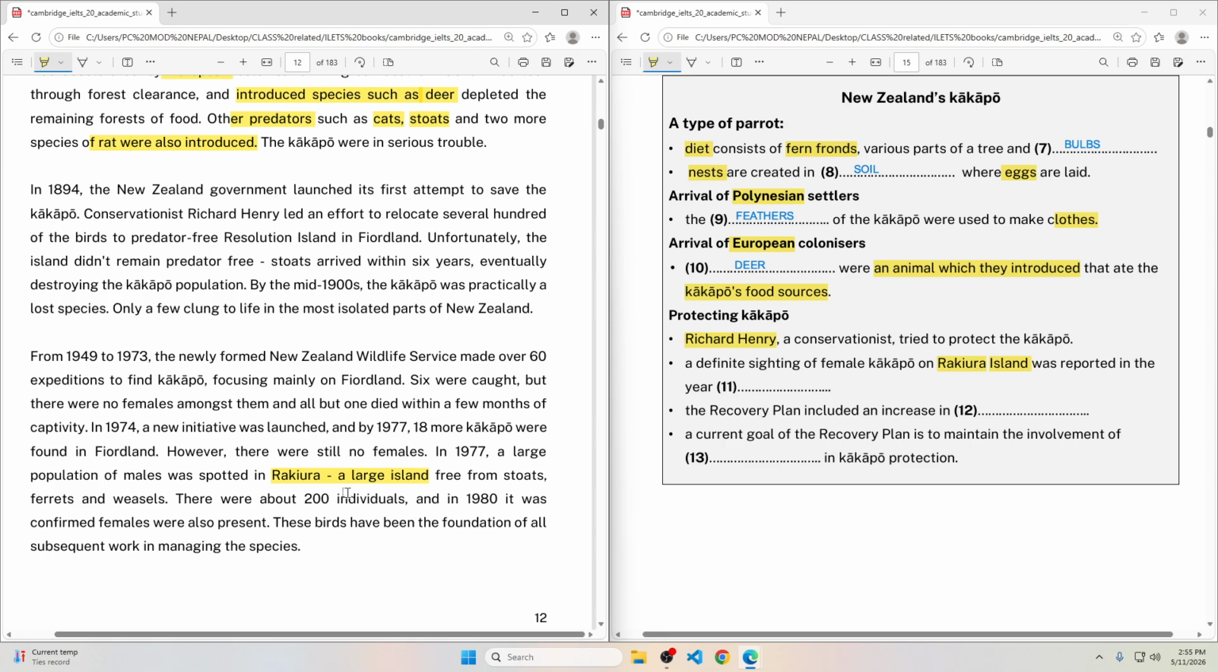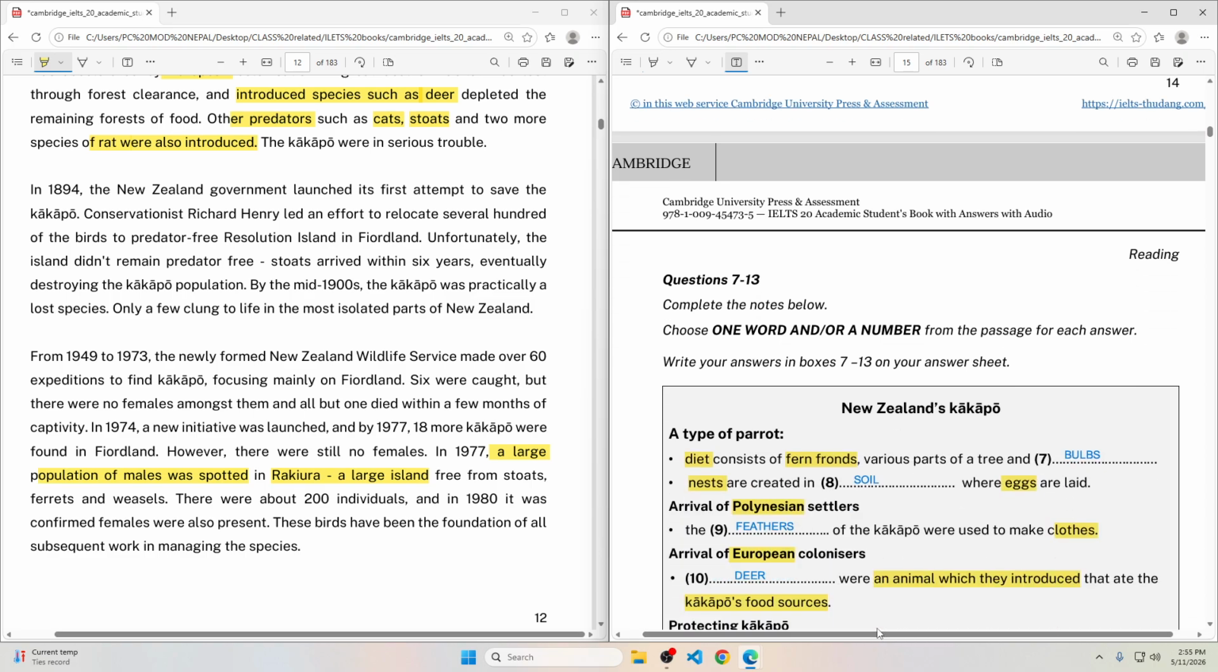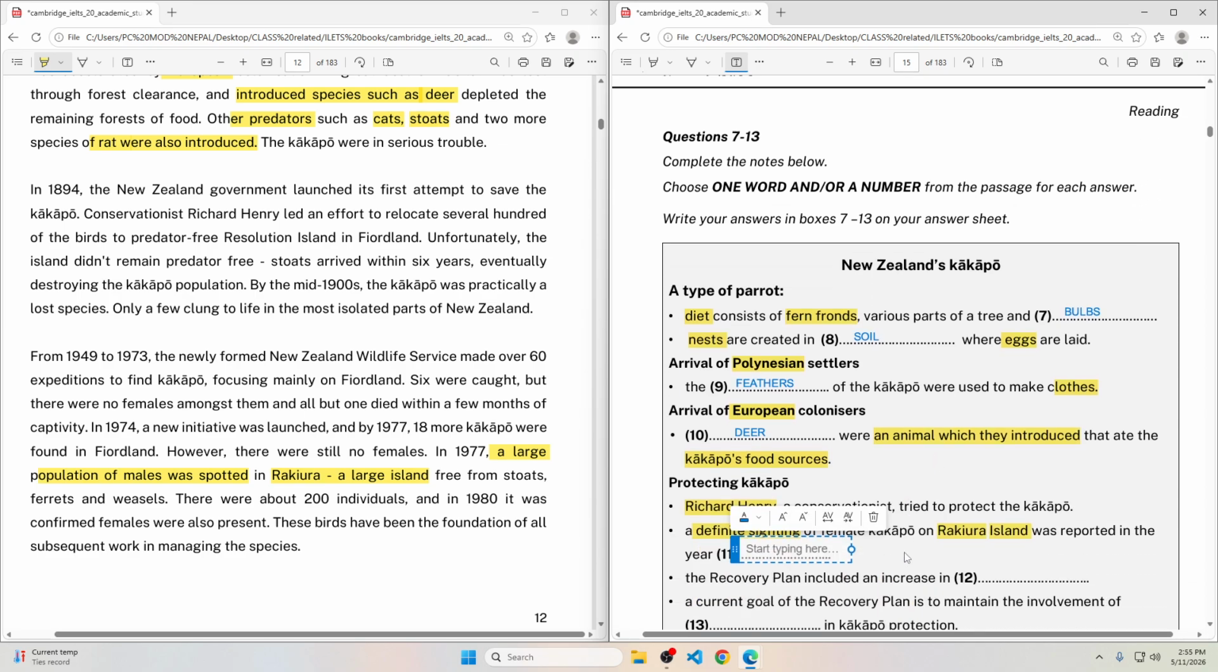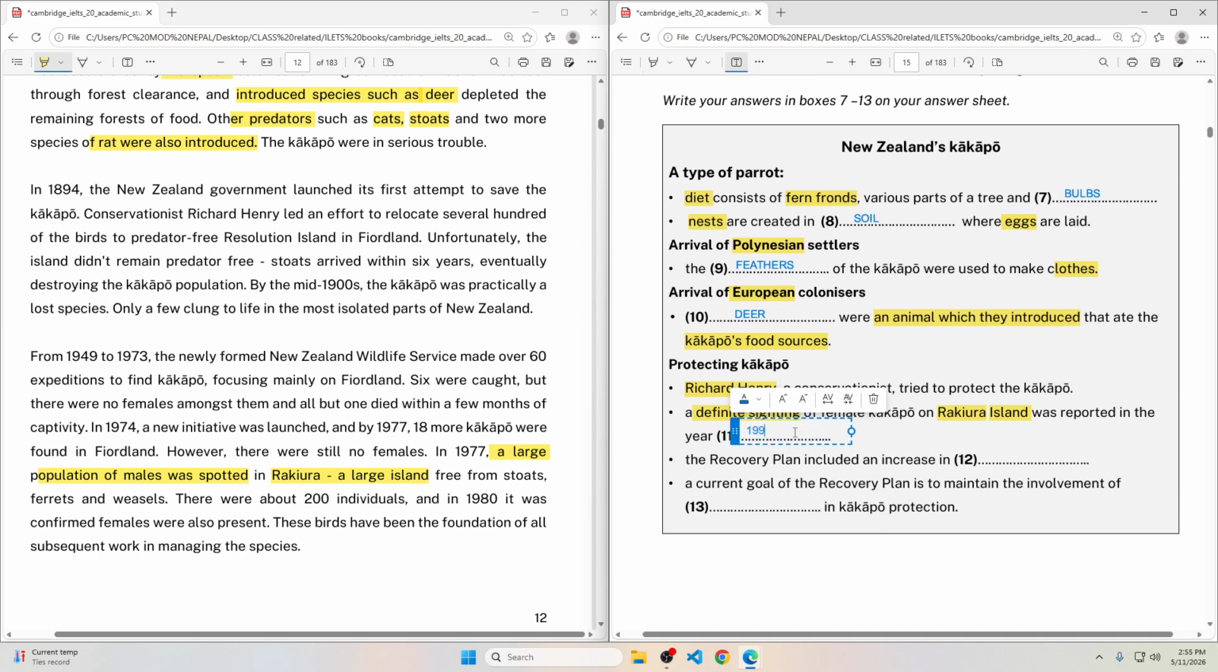Okay, let's look at question number 11. A definite sighting was reported in the year. They are looking for the year. Population of males, a large population of males was spotted in 1997. So in the year 19, in the year 1997, sorry, 1977. And always double check your answer, right?